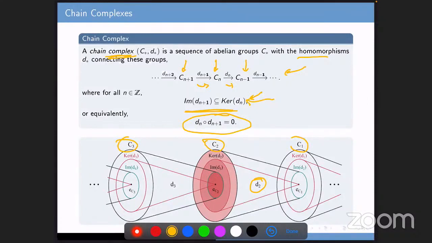All right, and as we can see, this is the image of d3, right? But d2 is mapping all these elements here to the zero element. So in particular, d2 is going to be mapping this little set here to the zero element. So if we take the composition d2 with d3, d2 d3 should give us zero. I mean, it takes any element of C3 to, as you can see, the zero element here. That's why these two conditions are equivalent. If one of these is satisfied, then we have a chain complex.